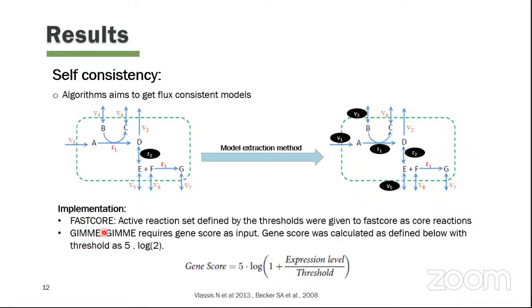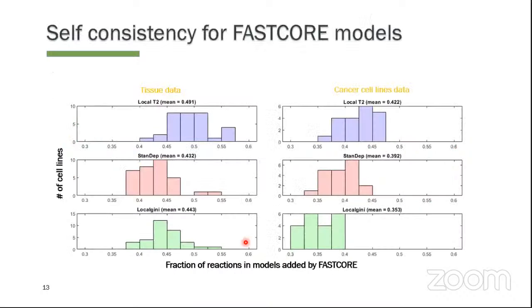These are the implementation details of FASTCORE and GIMME. GIMME requires scores, and the scores were defined as given here, given a threshold. For self-consistency, we considered only 3 thresholding methods: local T2, StanDep, and local Gini, as they performed well in the recovery of housekeeping reactions. Local T2 and StanDep were implemented as defined in their respective papers.